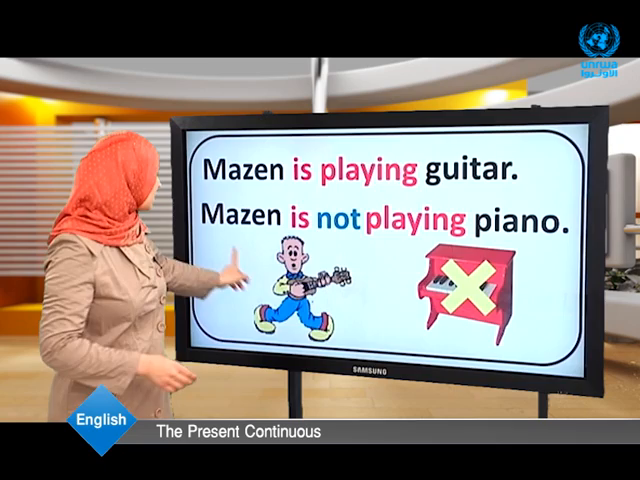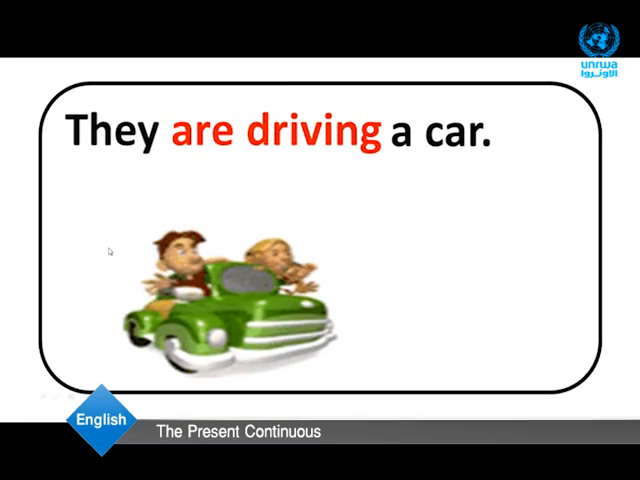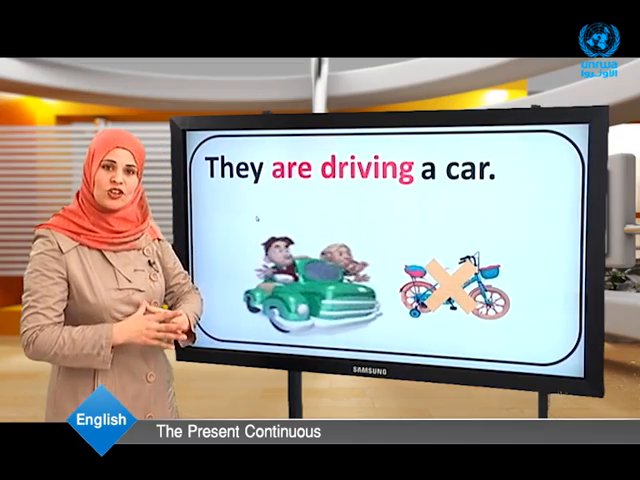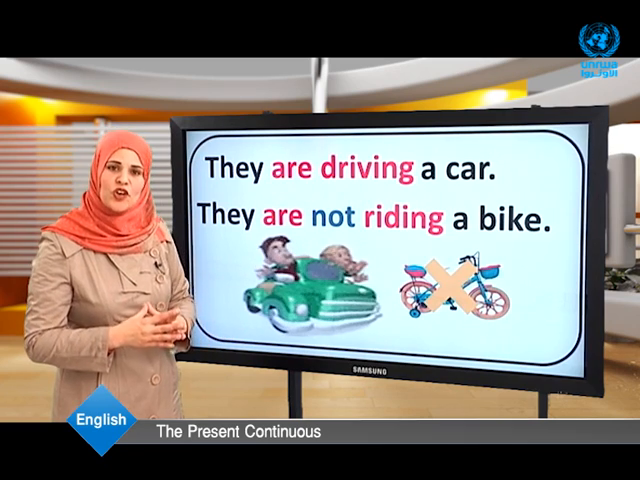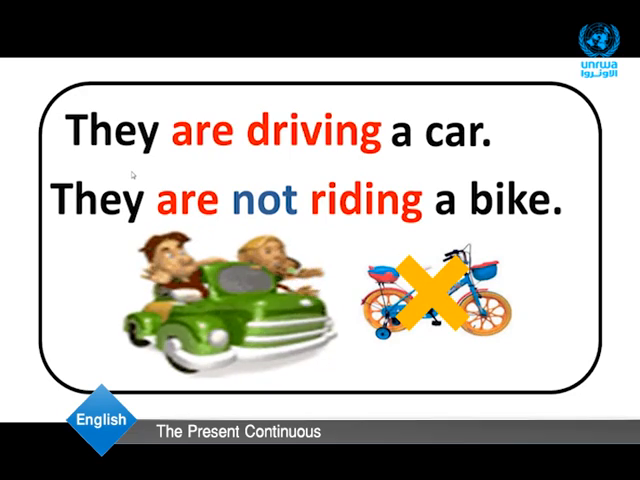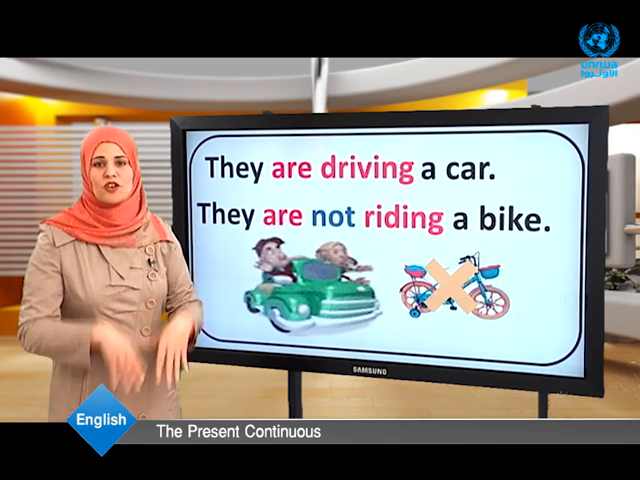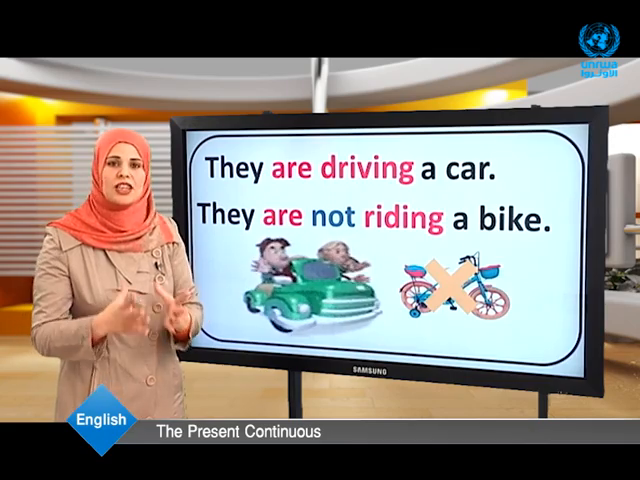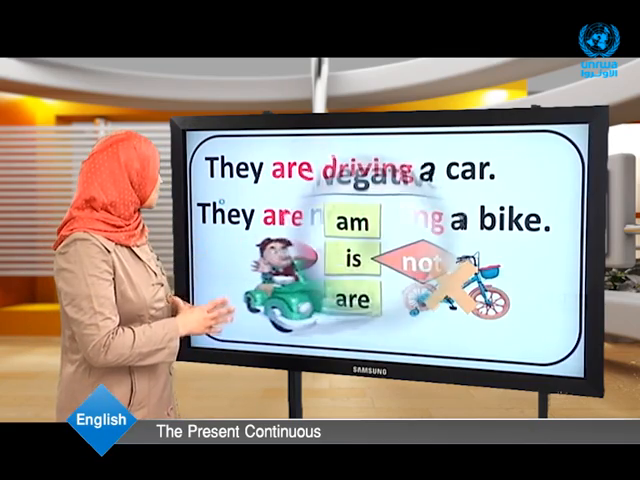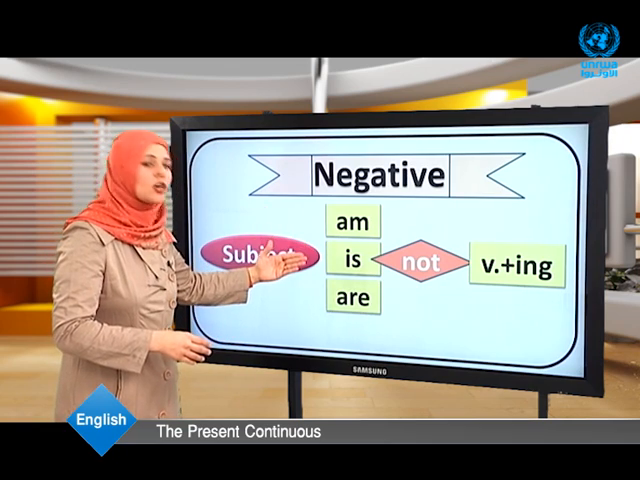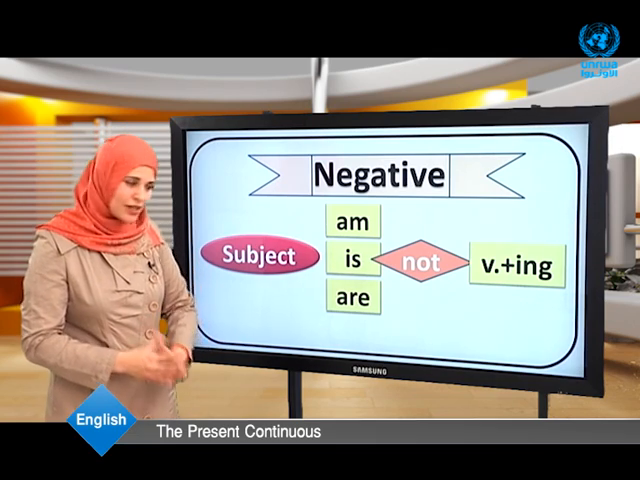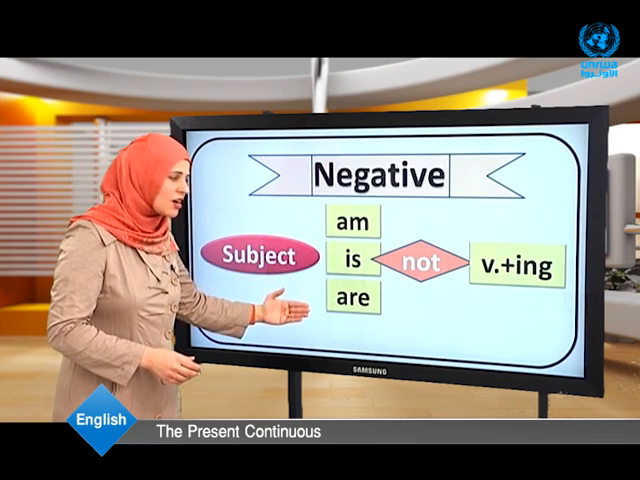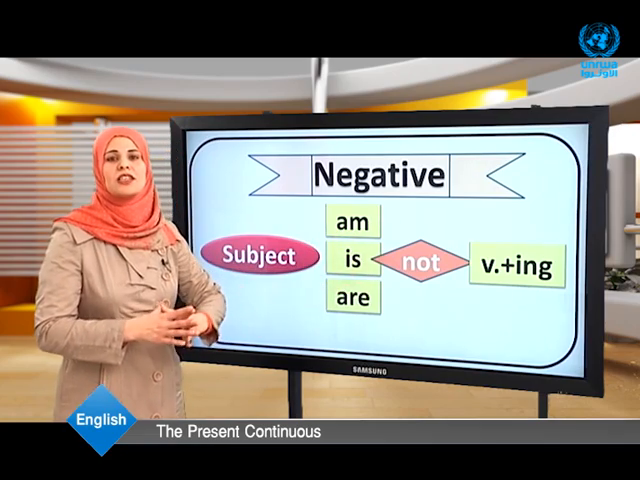Let's move to another example. Look at them. They are driving a car, not a bike. So, our sentence is they are not riding a bike. Or we can use the short form saying they aren't riding a bike. Very good, you are. Now, dear students, from all these examples, we can conclude together the negative form. Look, here we have the subject, then am, is, or are, then not, then the verb plus the ing. Once again, the subject, am, is, or are, not, the verb, and the ing.